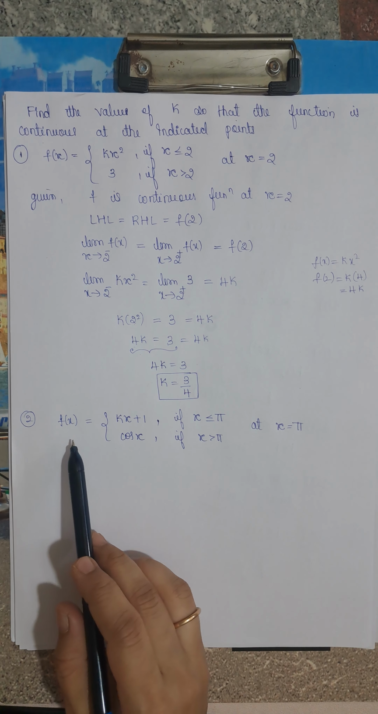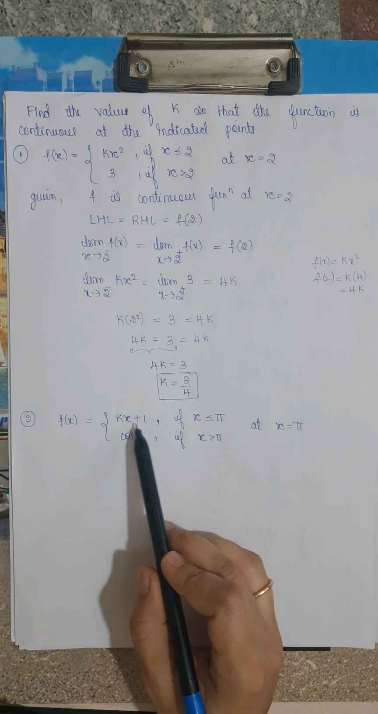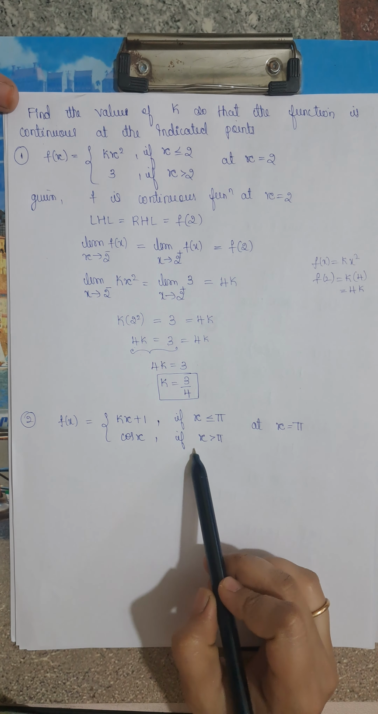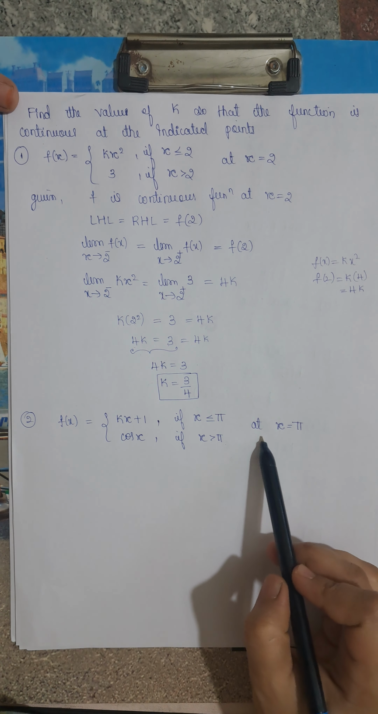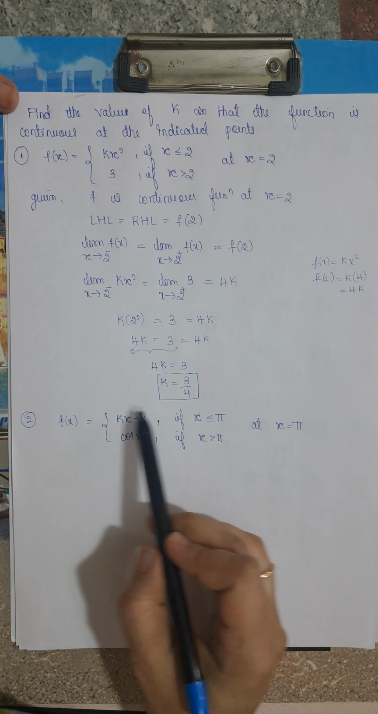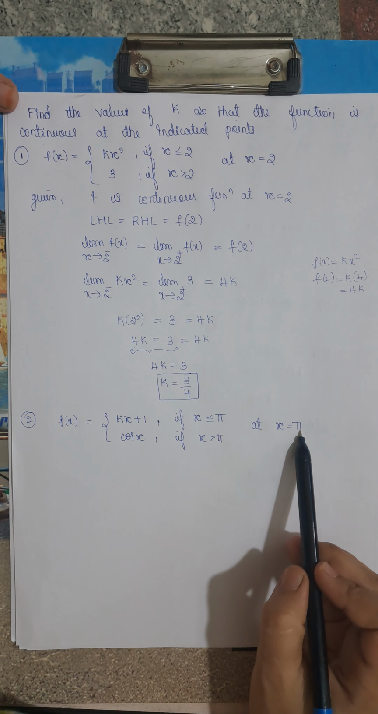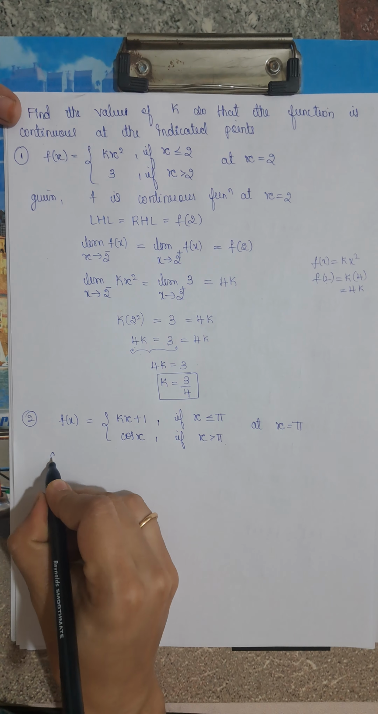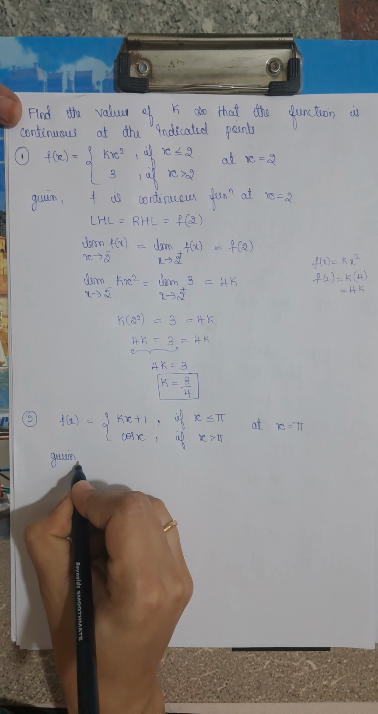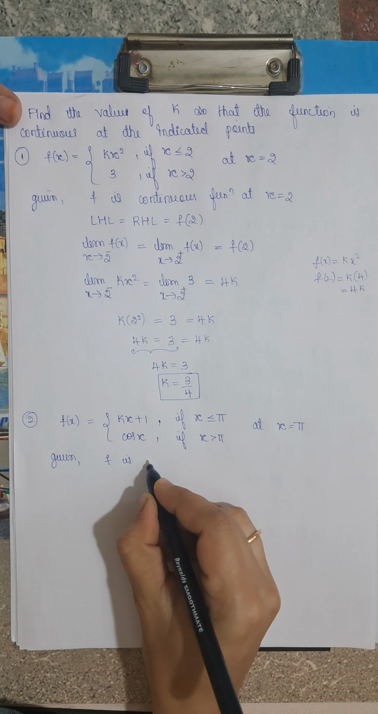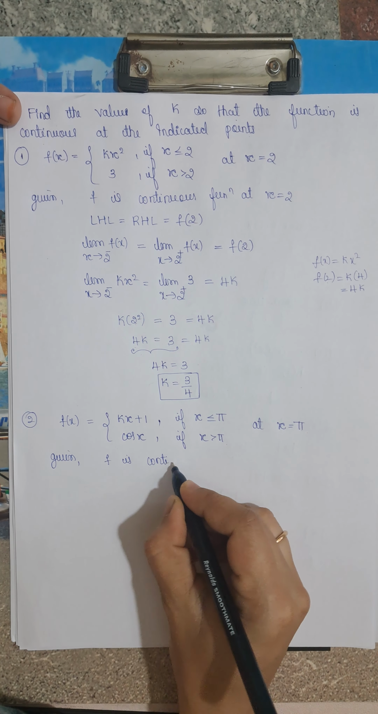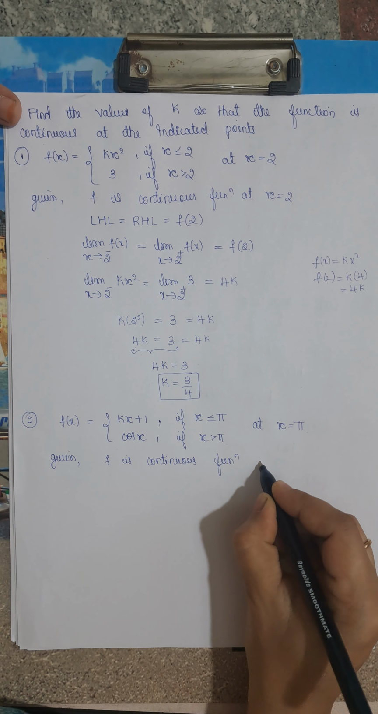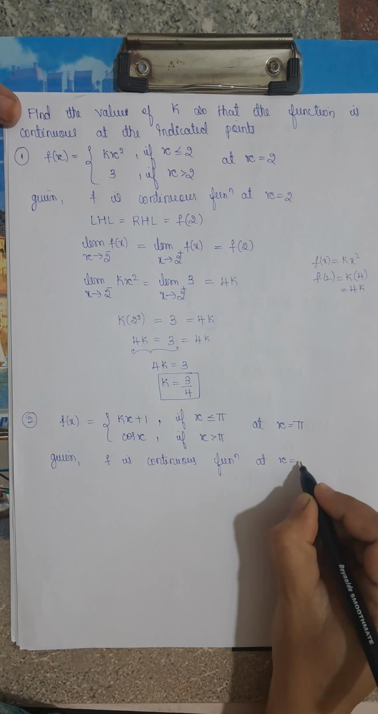Second example, f of x is equal to kx plus 1 if x is less than or equal to pi, cos x if x is greater than pi, at x is equal to pi. Nothing but the given function is continuous at x is equal to pi and we have to find the value of k. So let us do that. Given f is continuous function at x is equal to pi.